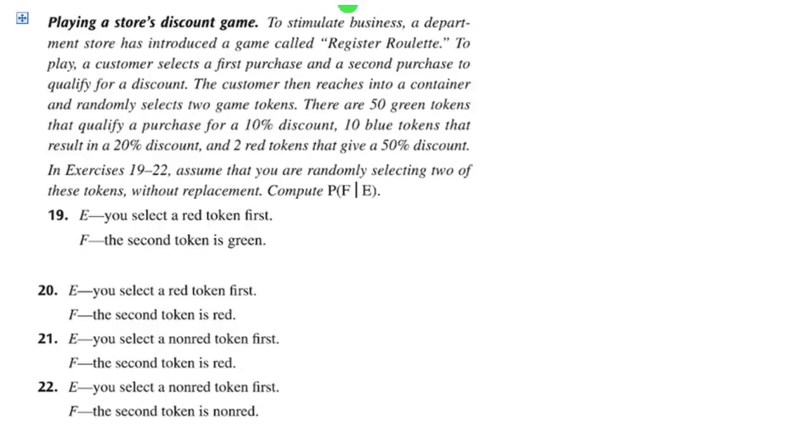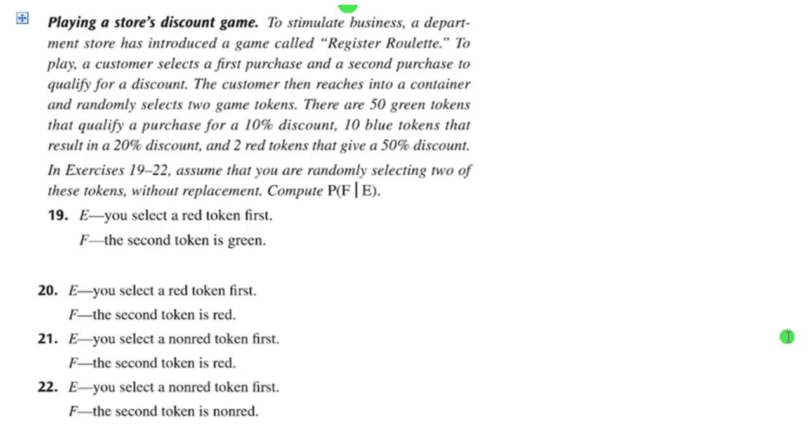It says, playing a store's discount game. To stimulate business, a department store has introduced a game called Register Roulette. To play, a customer selects a first purchase and a second purchase to qualify for a discount. The customer then reaches into a container and randomly selects 2 game tokens. There are 50 green tokens that qualify a purchase for a 10% discount, 10 blue tokens that result in a 20% discount, and 2 red tokens that give a 50% discount.